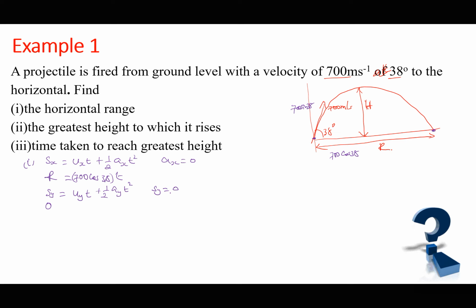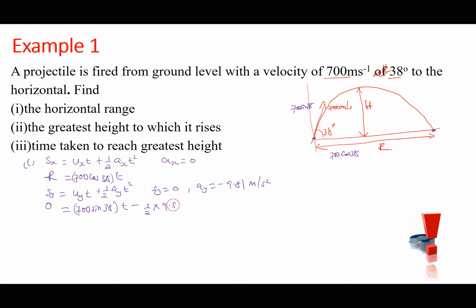Going upwards, a distance h. Coming downwards, a distance h. Displacement is 0. So 0 is equal to initial velocity in the vertical, which is 700 sine of 38, times t, then minus, because the acceleration in the vertical is negative 9.81, because the body moved against gravity initially. So it is negative 9.81 meters per second squared. So minus a half times 9.81, then times t squared.